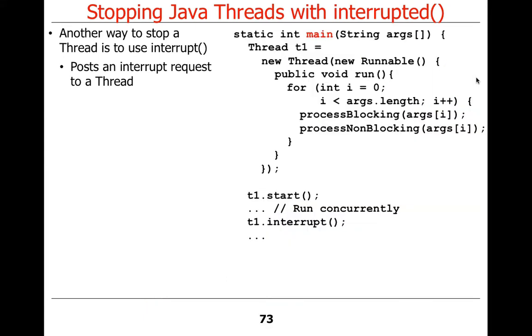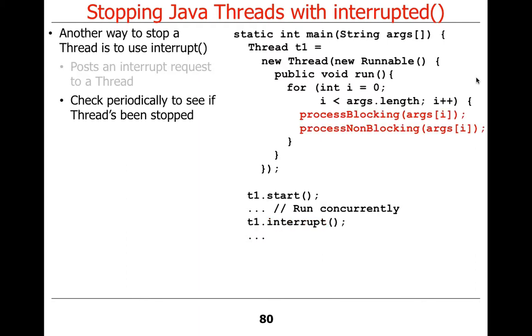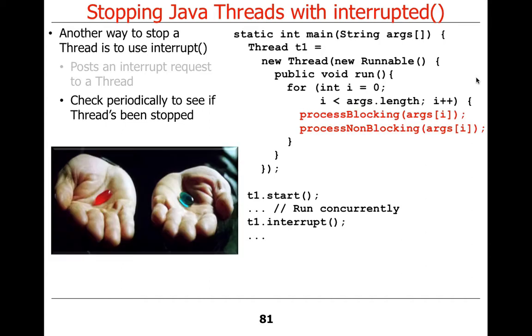So let's assume we have a main program which goes ahead and creates a thread and starts the thread, and then the thread begins to run, and it calls some operations that block and some operations that don't block, and it does that in a loop. So it's just happily running away. And at some point, the main thread of control decides it wants to interrupt the thread that's running in the background. That's basically the scenario. These methods, process blocking and process non-blocking, need to check periodically to see if they've been told to stop.